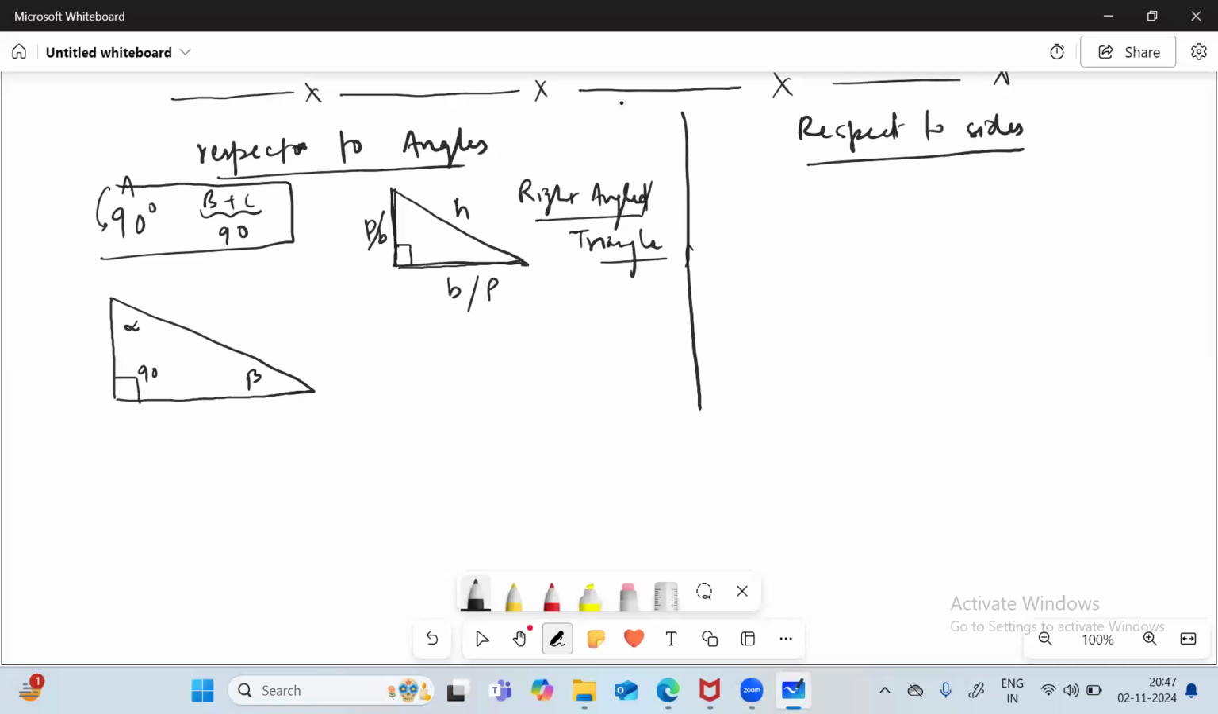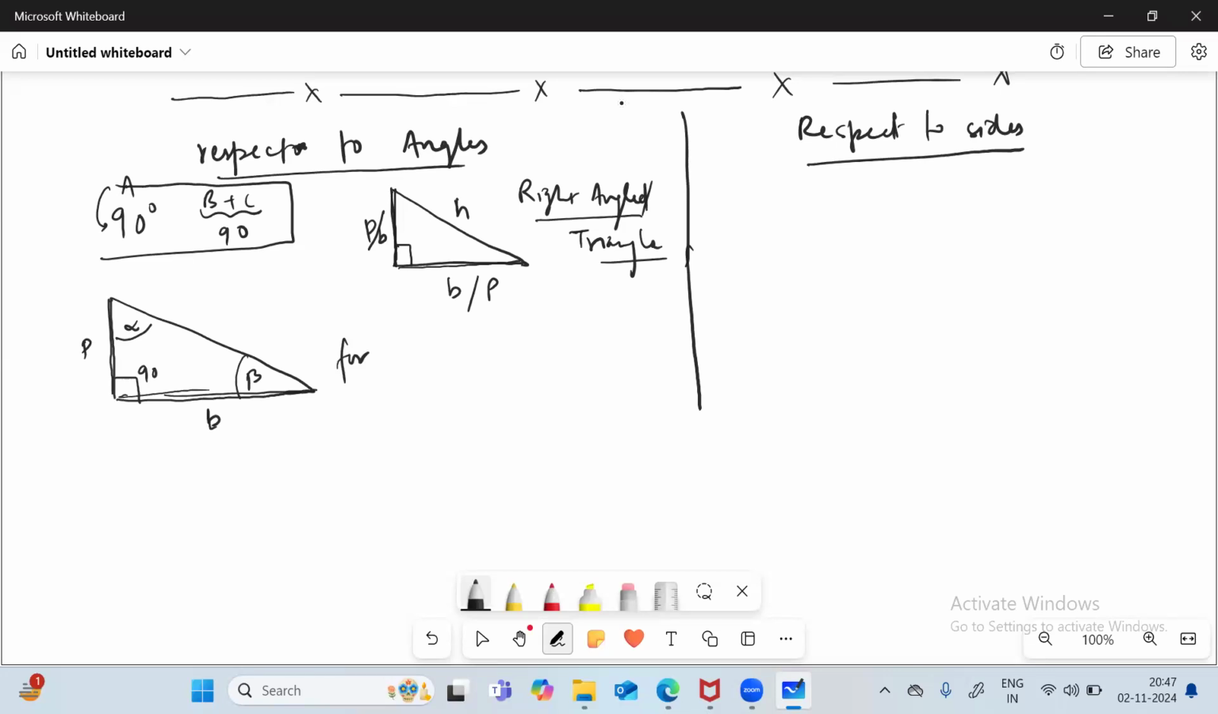So if we're taking the reference of beta, the perpendicular is the side opposite to the angle, and the base will be the line which is adjacent to the beta angle. And if we take alpha as the reference angle, then this particular line will act as perpendicular and that particular line will act as base. So I think you know it.